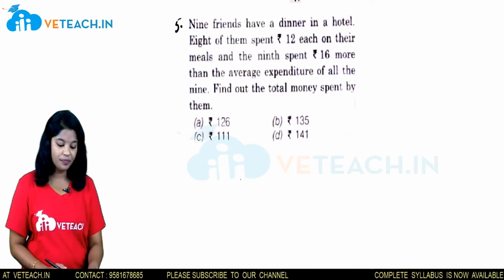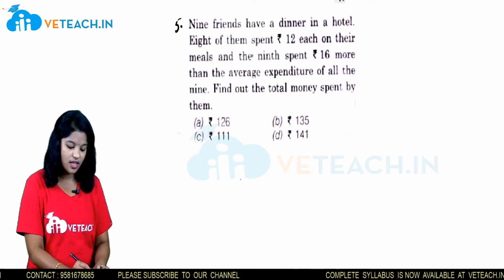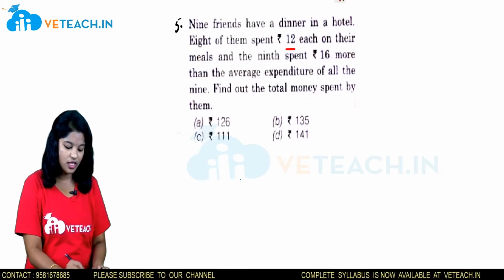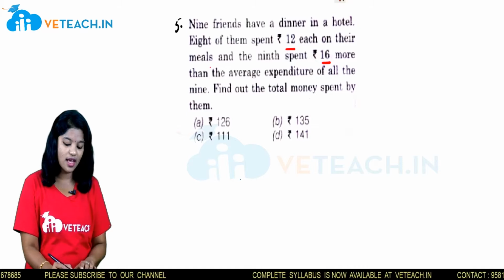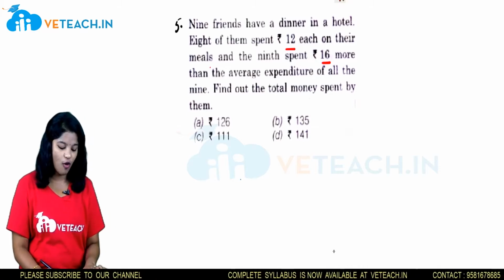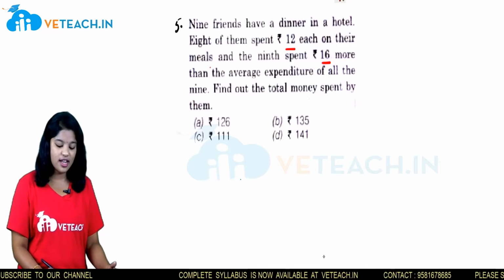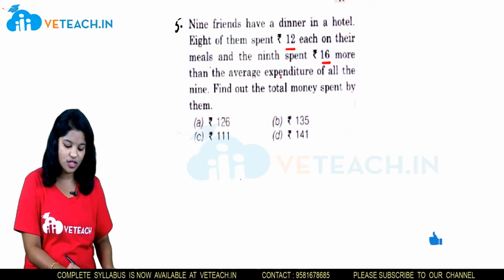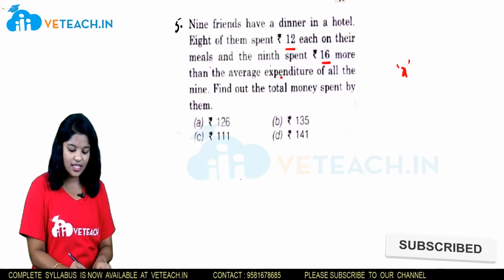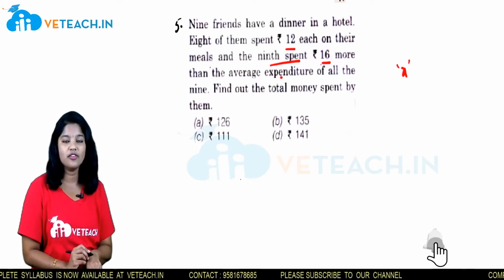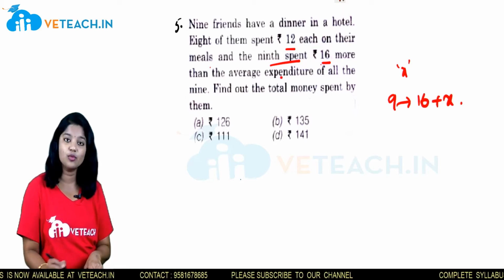See the next problem. 9 friends have a dinner in a hotel. 8 of them spend rupees 12 each on their meals and the 9th spent rupees 16 more than the average expenditure of all the 9. Find out the total money spent by them. So first let us consider the average expenditure of all the 9 persons to be X. Now the 9th person spent 16 more than the average expenditure of the 9, so the 9th person spent 16 plus X rupees.